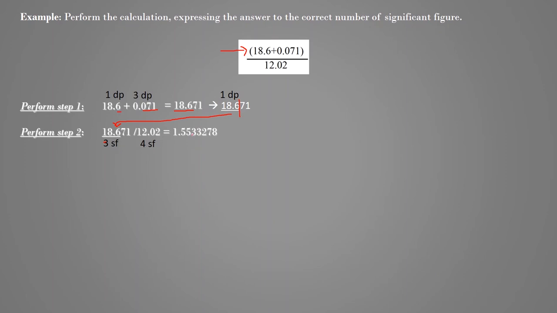If I have to round this answer, I will be rounding it to 3 significant figures, which is up to this number. And then I will look at the number that is right after this 5, and the number right after this 5 is less than 5. So I will just drop these numbers at the right and my answer will be 1.55.